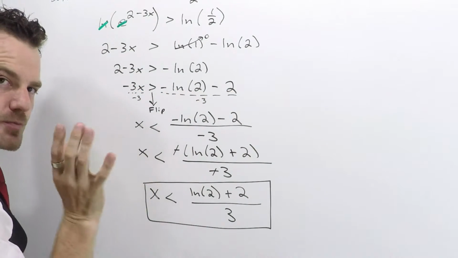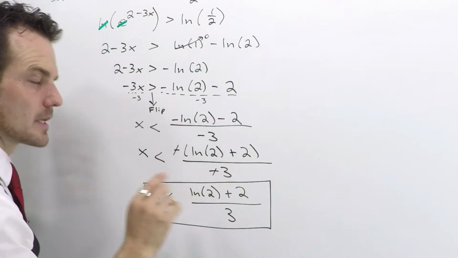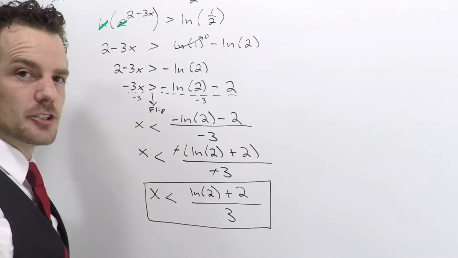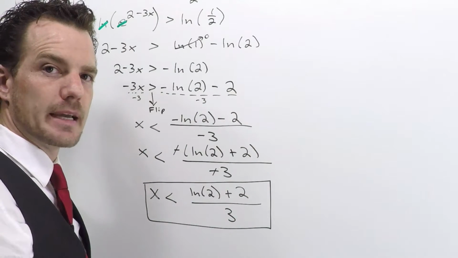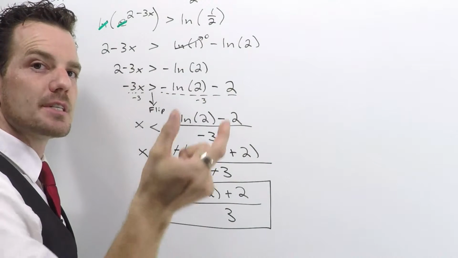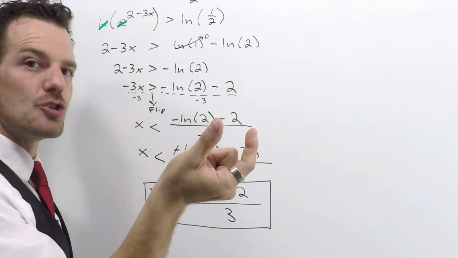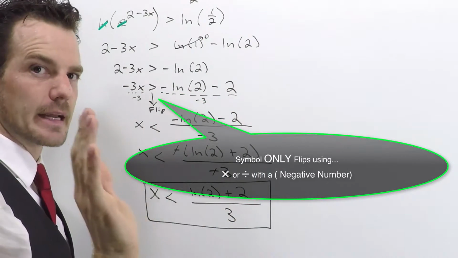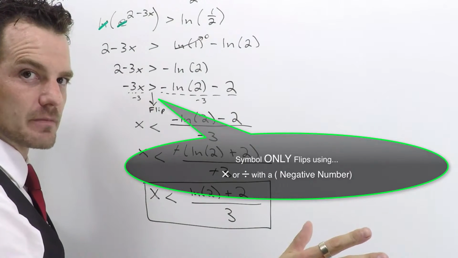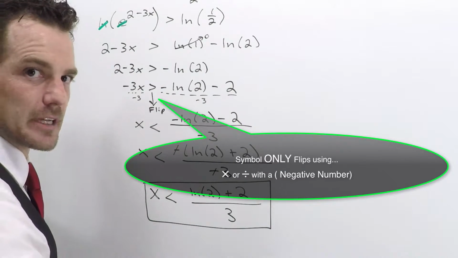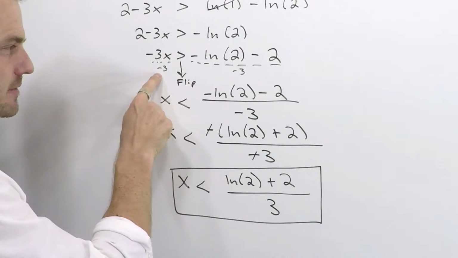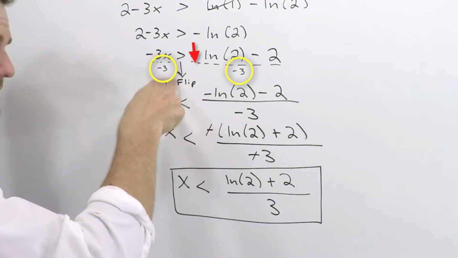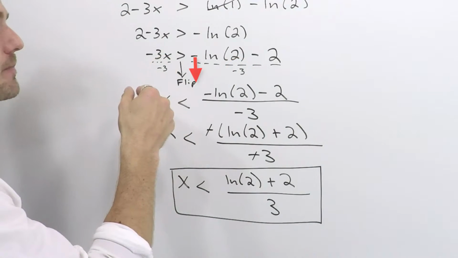This is the step that's most crucial when it comes to inequalities. Here we divided by negative 3. Division or multiplication by a negative number causes the inequality symbol to flip and turn around. Only if it's a negative number and it's either multiplication or division. Anything else won't cause it to flip. So here it was division and it was a negative. We did it on both sides. That causes our inequality symbol to flip around.